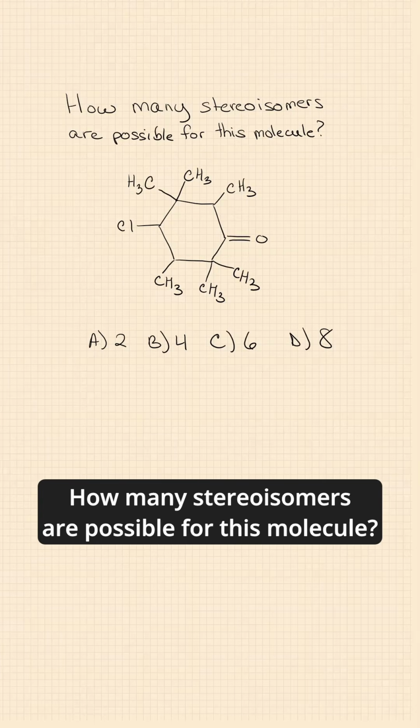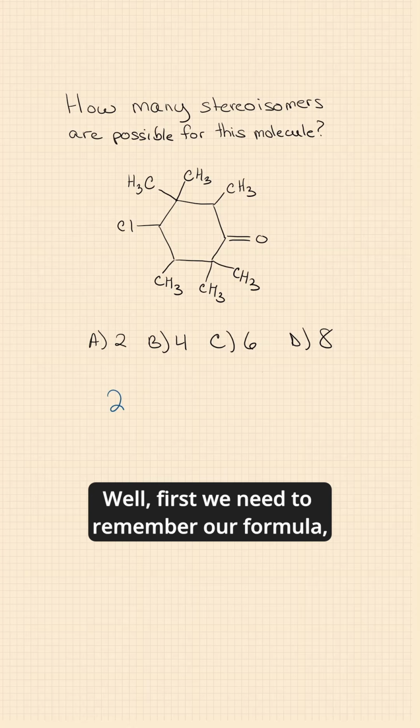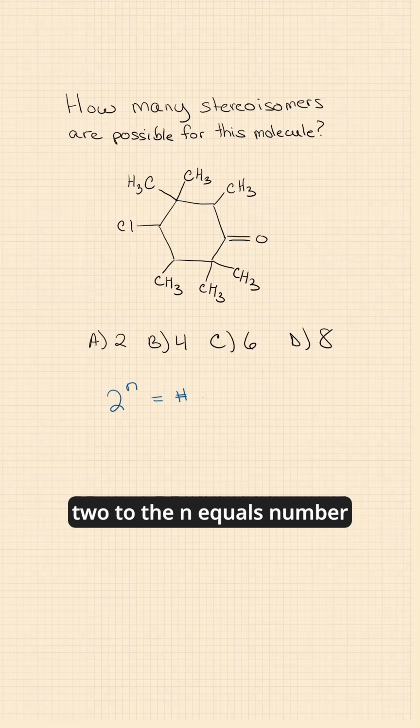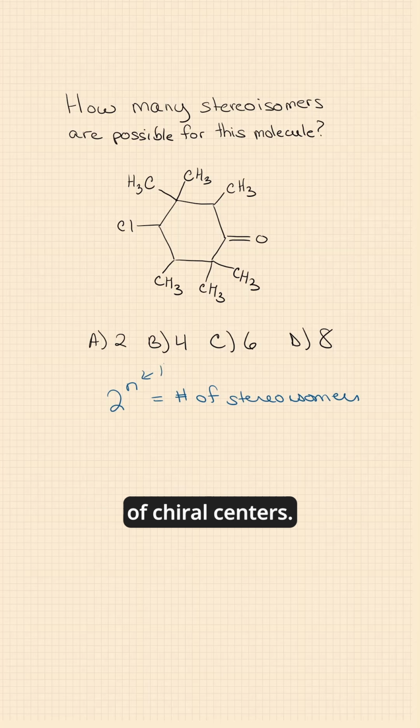How many stereoisomers are possible for this molecule? Well, first we need to remember our formula, 2 to the n equals number of stereoisomers possible, where n is the number of chiral centers. So this question is really about, can you identify the chiral centers of this molecule?